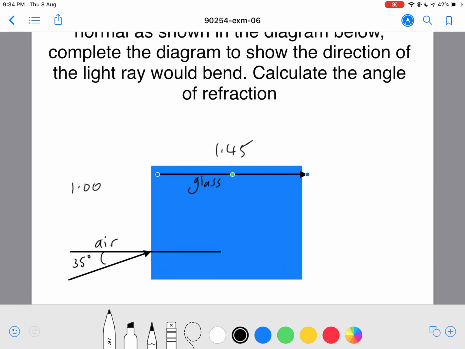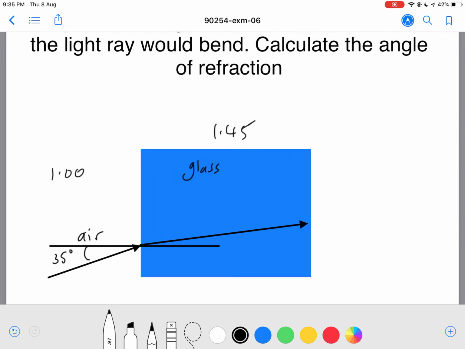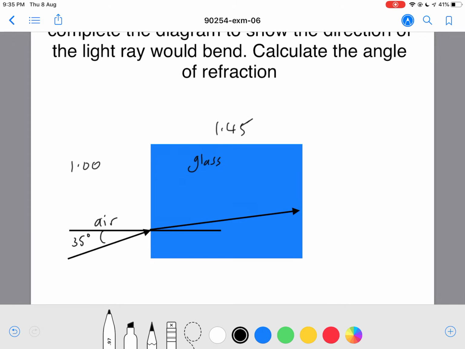Okay, so those are the points you've got to be noting down here. Really important. When you draw a refracted ray, it has to be bending towards the normal, as shown on the screen right now. So the angle of incidence has to be bigger than the angle of refraction, and that's basically the direction. And you've got to calculate the angle of refraction.